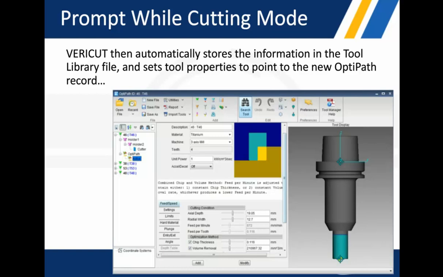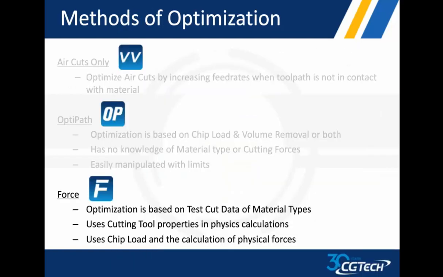So we're looking at moving on to force verification. We've taken care of air cuts only and OptiPath only. Air cuts only manipulates cuts that are not inside the material. OptiPath is user-based, working with chip load and volume removal, and has no knowledge of material type or cutting forces. Force, on the other hand, is what we call a physics-based optimization.